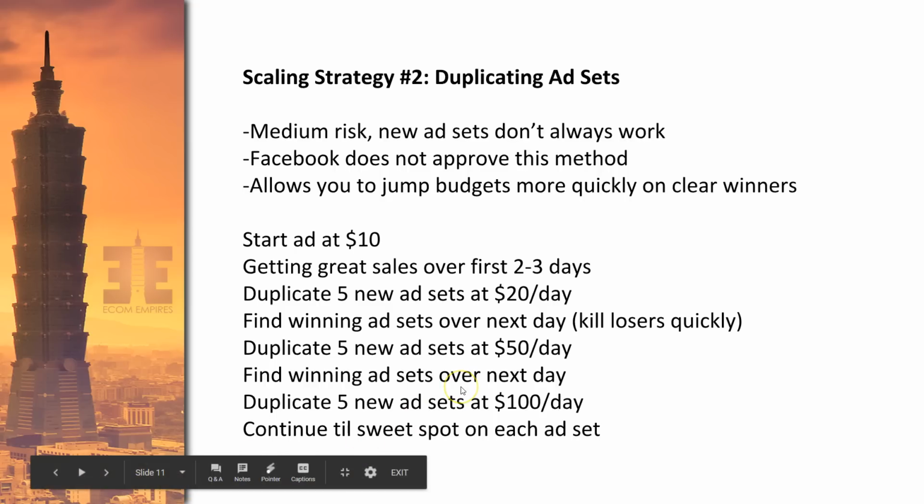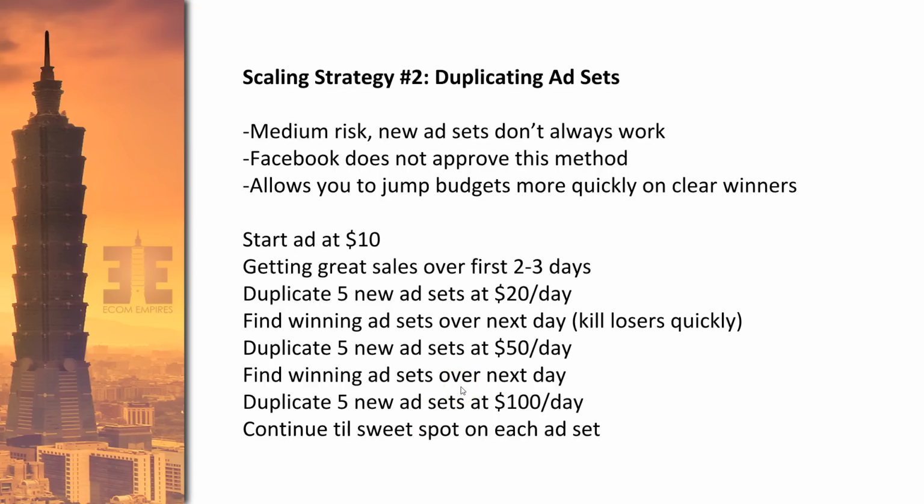And you can see that it just goes until you find a sweet spot. You're going to know the sweet spot because your cost per purchase is going to keep increasing, generally, right? If it doesn't, then that's fantastic. But generally, as you go from say $20 to $50, your ad sets at the duplicated $50 a day level might be getting sales, but they might be getting sales at a higher cost per purchase. So again, it's all about that target acquisition cost.